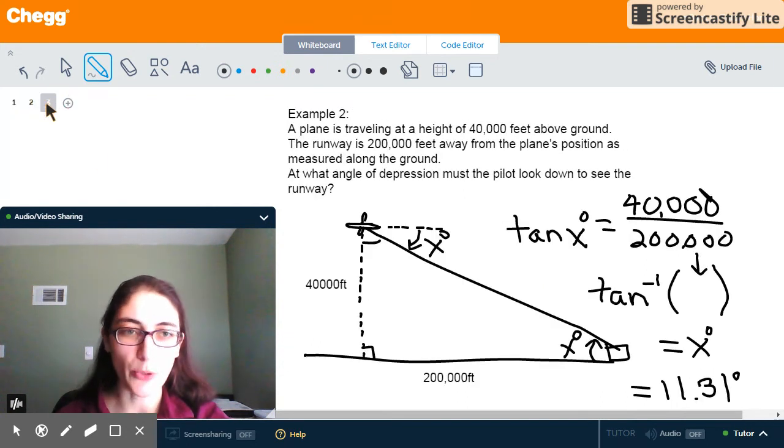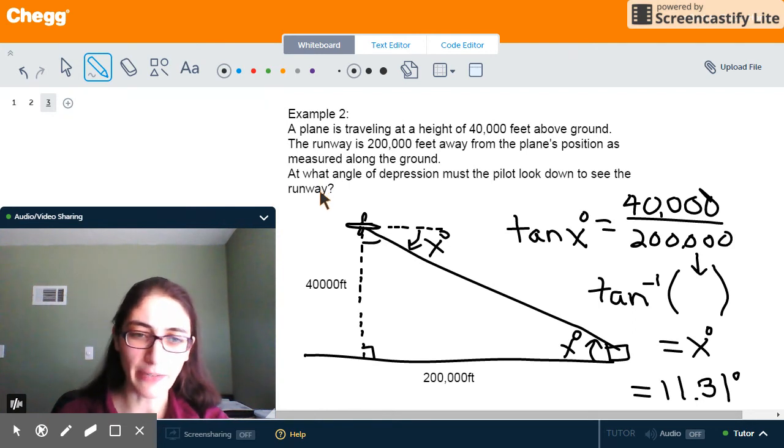I can use the same sort of logic looking at this plane example. And I have the plane that's 40,000 feet above ground, and the distance along the ground to the runway is 200,000 feet. That's a much bigger number than 40,000. So we have a really long triangle. 200,000 feet is very stretched out. And it should be much less than 45 degrees because that is so much more than 40,000 that my angle is going to be fairly small. So 11.3 degrees is a logical answer. It does make sense.